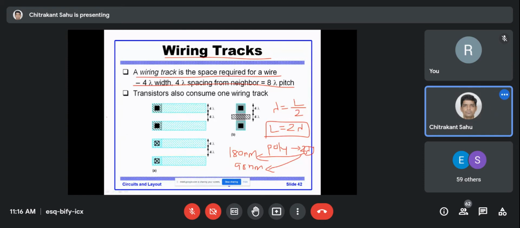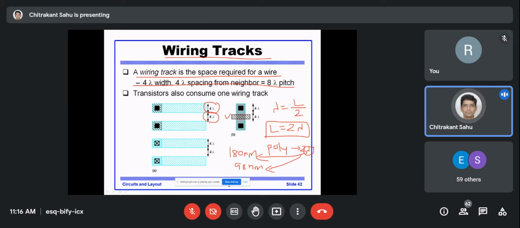Then, what are the lambda design rules? Take the wiring track, for example: what should be the size of the wiring track and what should be the spacing? When you are making a complete layout architecture, it is important to know the size as well as the space. So that is mentioned here. The transistor also consumes one wiring track. You can see how it can be prepared. The size of the wiring track should be equal to 4 lambda, and the spacing between two wiring tracks should also be 4 lambda. This is one kind of rule.